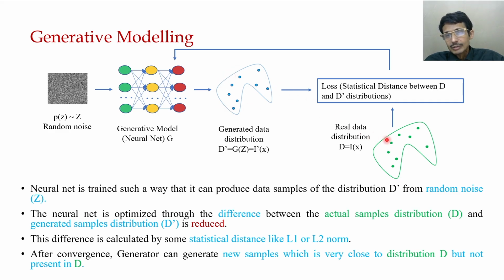It is not reconstructing. That will be very important to understand. We are not reconstructing the data samples. Rather, we generate new samples so that the distribution of these new data samples and the real data distribution should be very much similar. So that's why the generator can generate new samples which are very close to distribution D but not present in D. Those samples which are generated are not present here, and that is the major understanding of generative modeling.